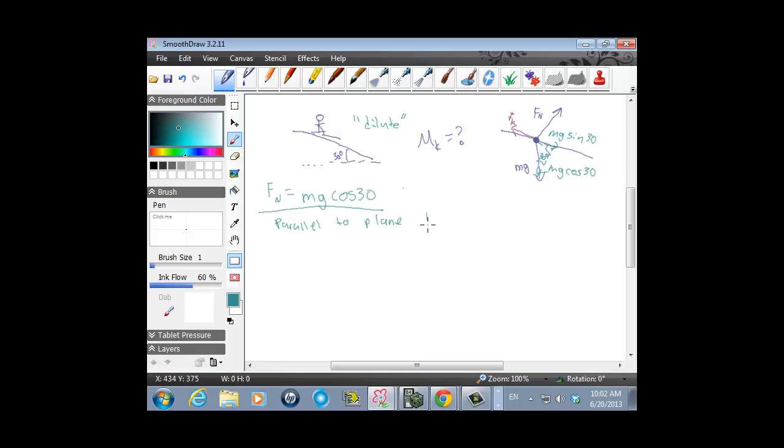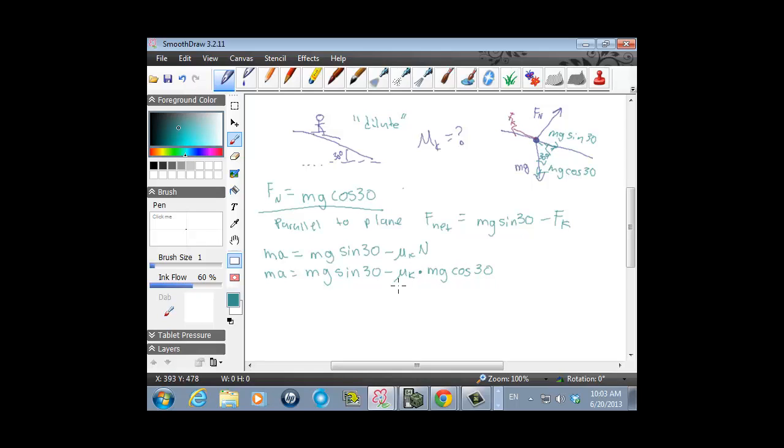So I'll say my net force, calling down positive. Okay, mg sine 30 minus my force of friction, or my mass times my acceleration, will equal mg sine 30 minus mu k times the normal force. So ma equals mg sine 30 minus mu k, which we don't know in this problem, times mg cosine 30.